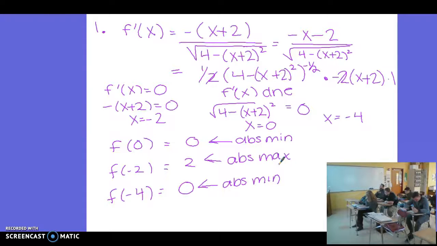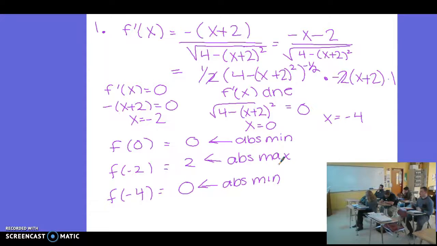So you have to plug back in the original. Correct. So you have to find your derivative, find the zeros and DNEs of the derivative, and then plug all back into the original, as well as the endpoints.